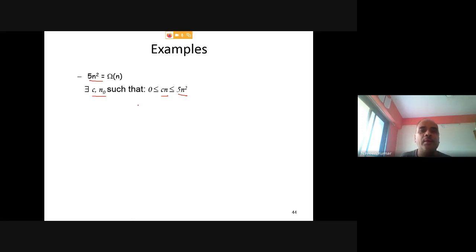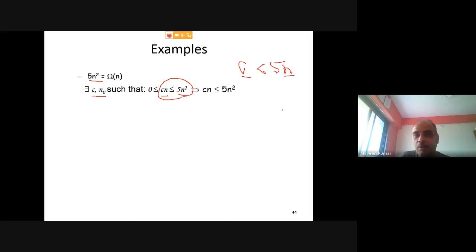Okay, so how can you show it? We can take this inequality and try to solve it. You can make the function simpler by cutting one n from both sides of the inequality. So you will get c is less than or equal to 5n. Now you can realize values of c and n.